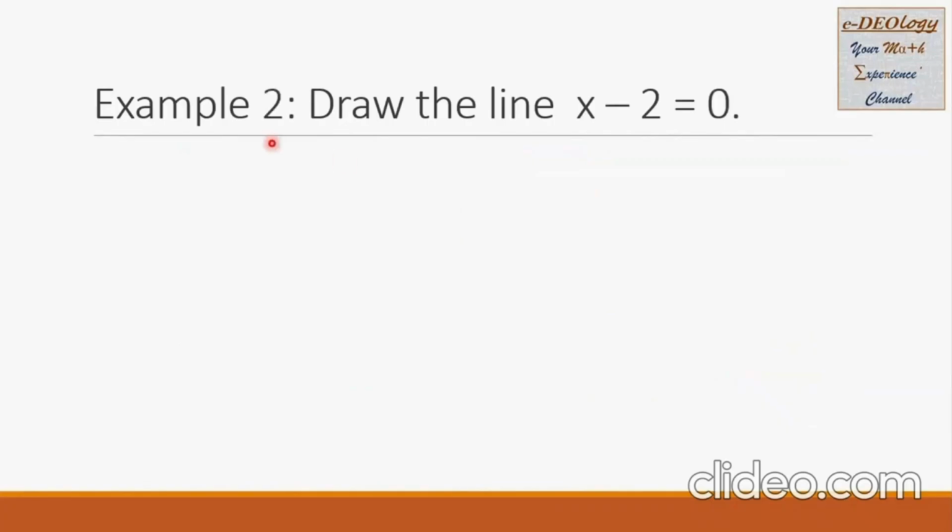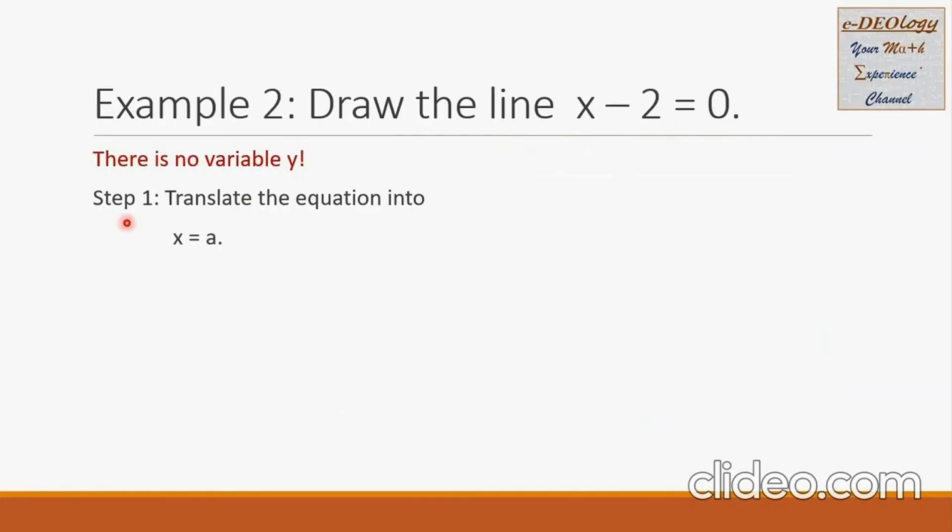Let's have example 2. Draw the line x minus 2 equals 0. We can observe that there is no variable y. In this case, step 1 is translate the equation into the form x equals a. It means x will be alone on the left side and the constant will be on the right. The negative 2 shall be transposed on the right, so the sign must be changed. We have now x equals positive 2.